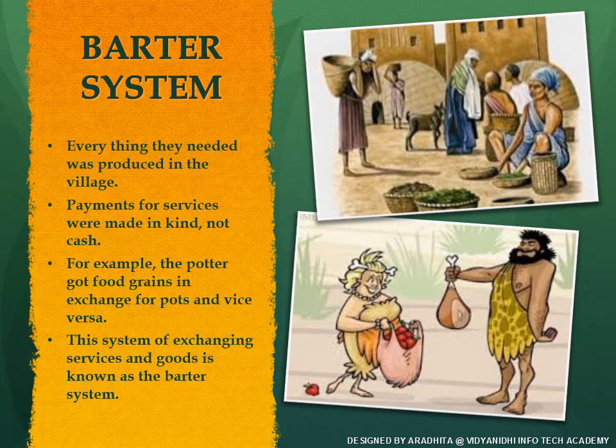Barter system. Everything they needed was produced in the village. Payments for services were made in kind, not cash. For example, the potter got food grains in exchange for pots and vice versa. This system of exchanging services and goods is known as the barter system.